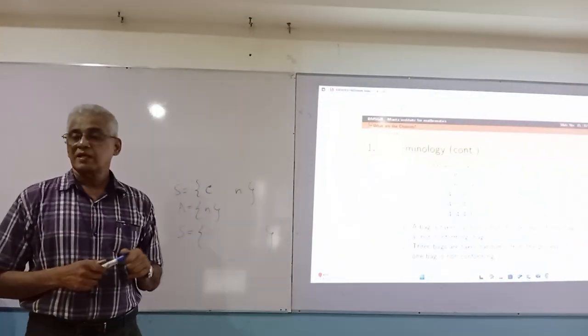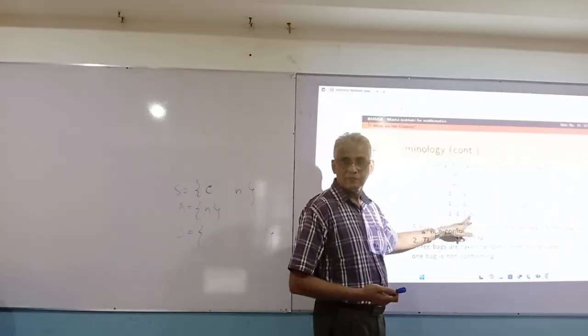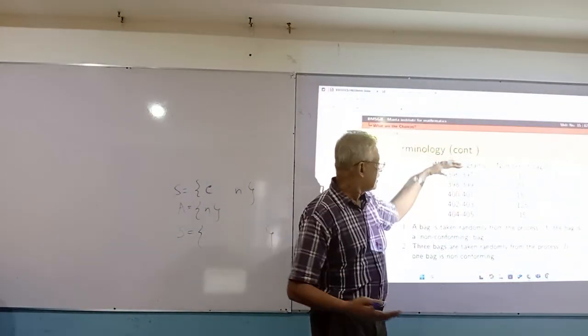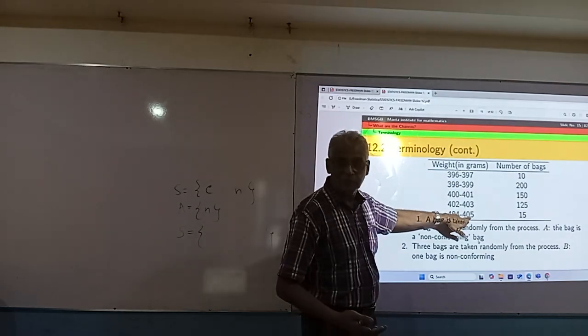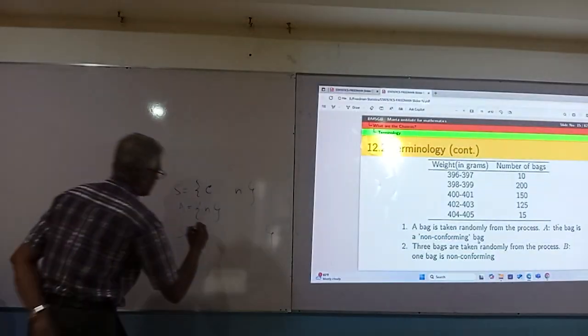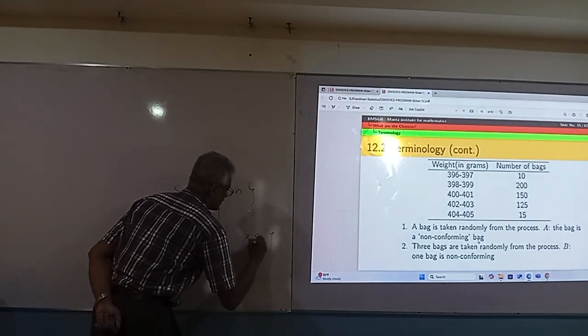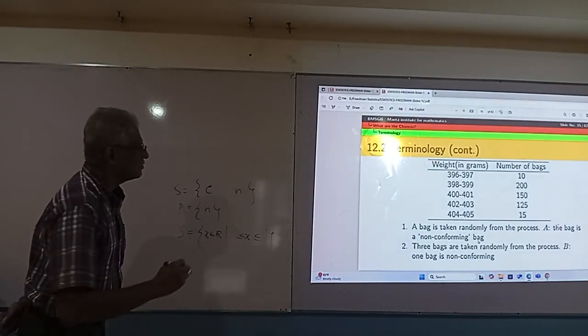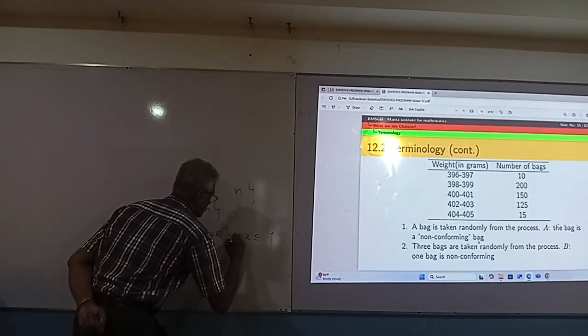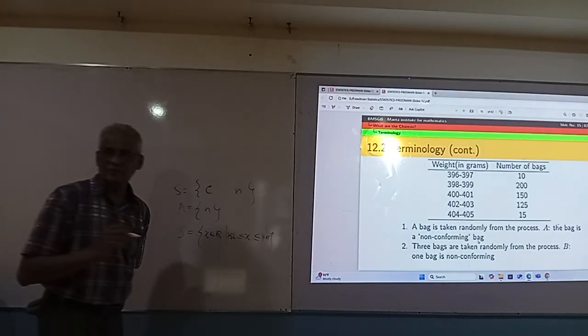Sample space can be any real number, for example within this and this. According to the data we know only that all the data are between this and this number. So we can say it is a set of real numbers. For example, you can say x in R such that x is between 396 and 405.